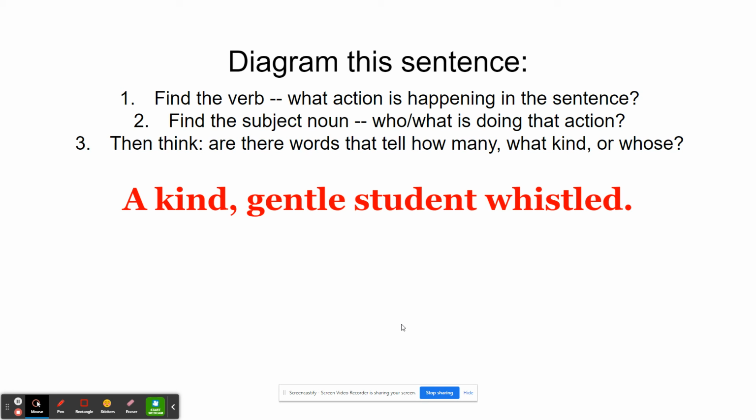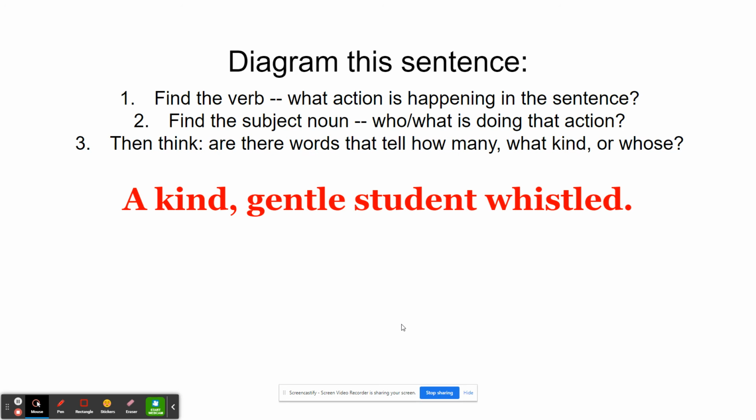Zach. Whistled is our verb. Who or what whistled? Amira. Student. Any words that tell how many, what kind, or whose? Isa. Kind. Where did you put kind, Isa? Under student. We don't know if the whistling was kind, but we know the student was kind, right? It tells us what kind of student.